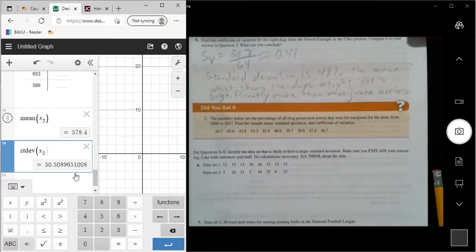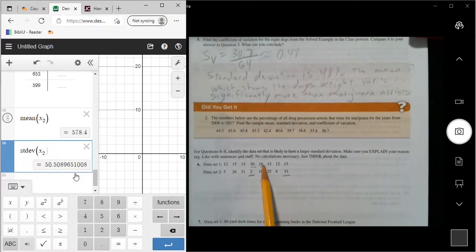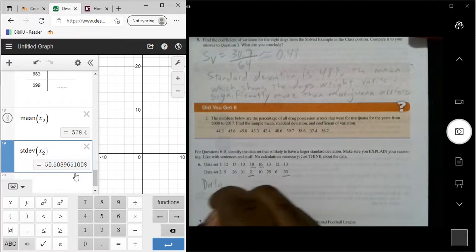Okay, now it says for questions 6 to 8, identify the data set that is likely to have a larger standard deviation. Make sure you explain your reasoning, like with sentences and stuff. No calculations necessary. Okay, data set 1, then we add data set 2. Now we want to say which will have the larger standard deviation. If you look here, the lowest value is 2, and the highest value is 33. Here, the lowest value is 10, and the highest value is 16. Their data sets have more values that are closer. So I would suspect that it'll be data set 2.